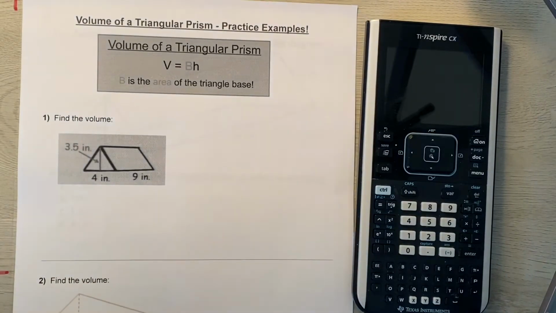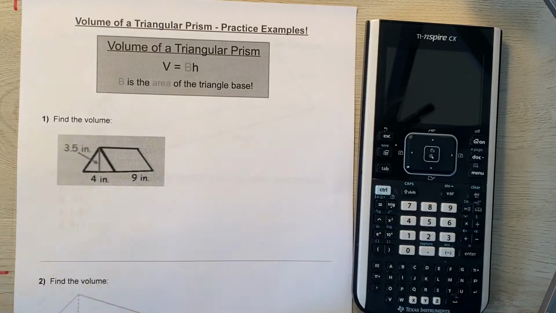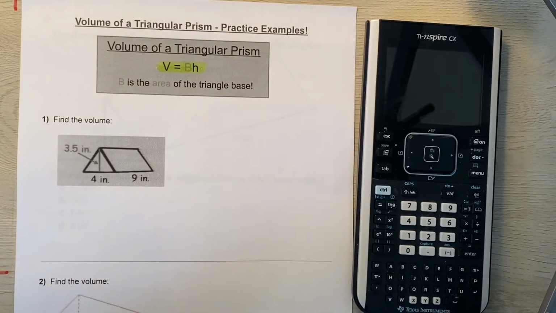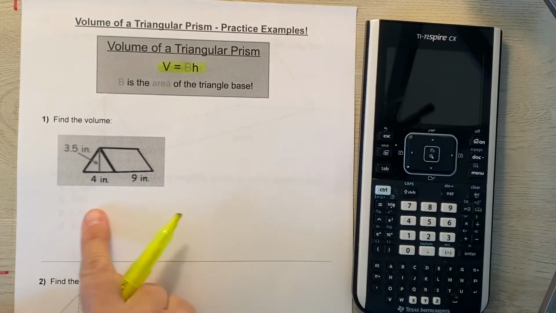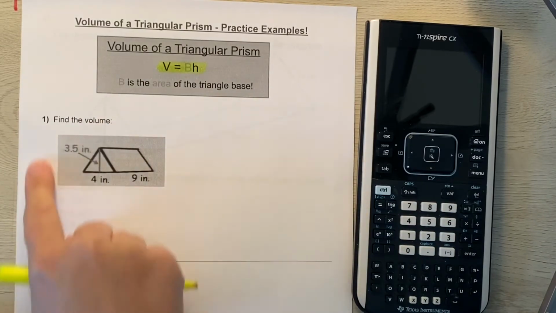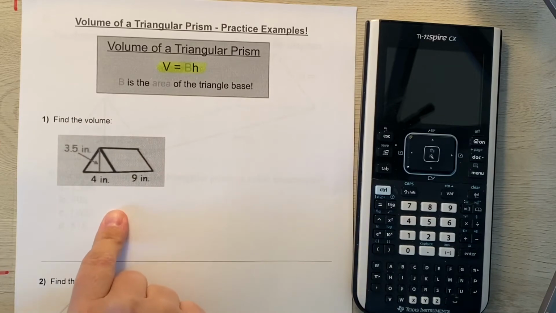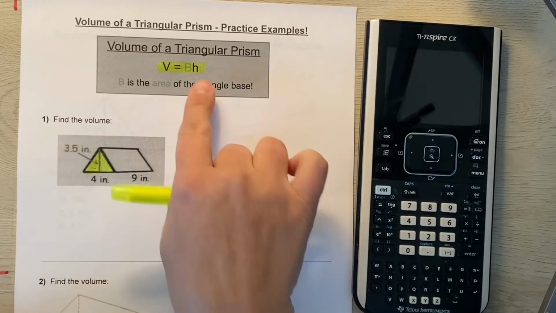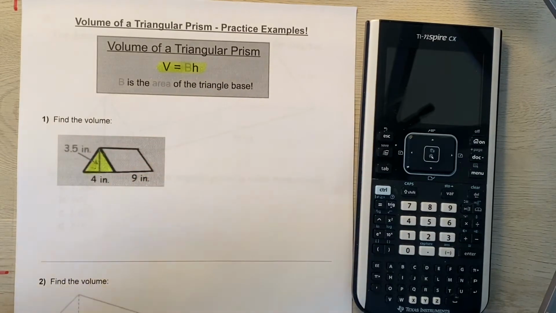Okay, volume of a triangular prism. So like we said, the volume is just like for a rectangular prism. It's the base times the height, but it's the area of the base. Okay, so when we're finding the volume, this is a 3-dimensional figure. We need to find the area of the base, which is a triangle, and then we multiply that by the height. Okay, so let's do that.